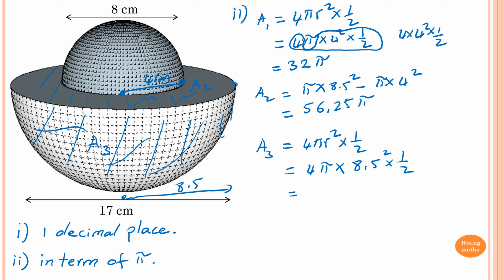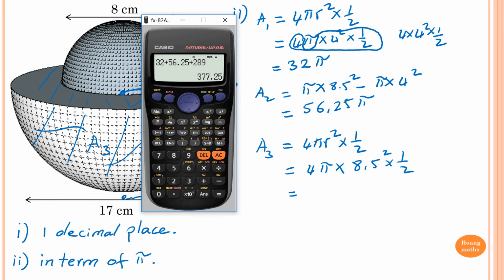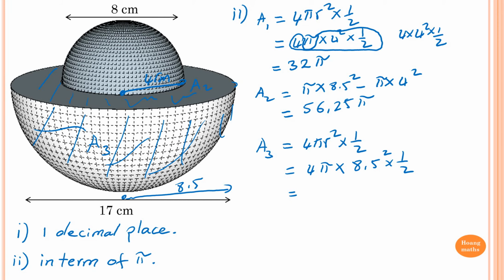So all I need to do now is just put it in a calculator. So 4 times 8.5 squared and divide by 2 or times by half, it's the same thing. So which is 144.5, which is 144.5 pi.